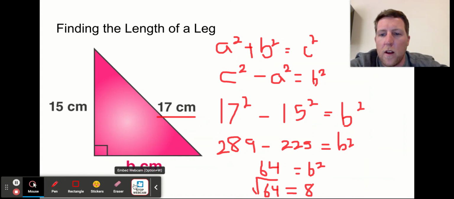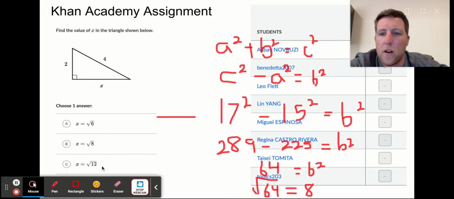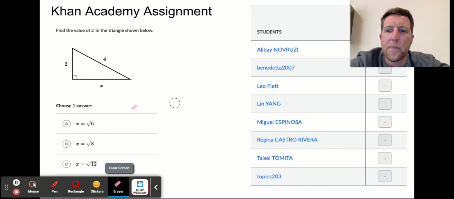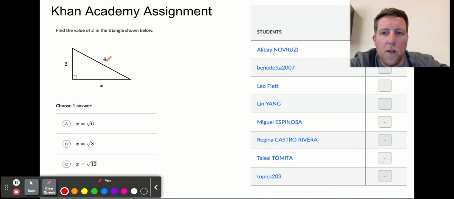You're going to see another type of an example on Khan Academy. Let's just clear the screen again. And here's an easy version. Small numbers, 4 and 2, but you're looking to find one of the legs. So we need to do 4 squared, take away 2 squared. So 4 squared is 16, take away 2 squared, which is 4. 16 take away 4 is 12.